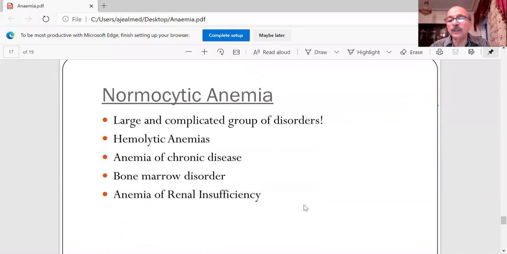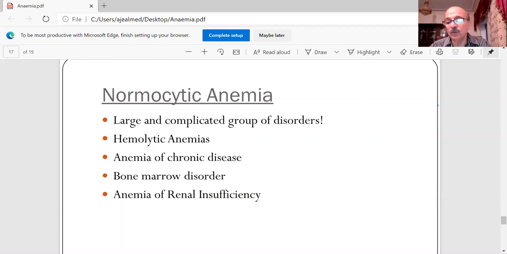Now, normocytic anemia. Again, normocytic anemia means a low hemoglobin, but an MCV which is within the normal limit. Okay, this can occur with a complicated group of disorders. It can occur with hemolytic anemias, with anemia of a chronic disease, with bone marrow disorders, and with anemia of renal insufficiency.